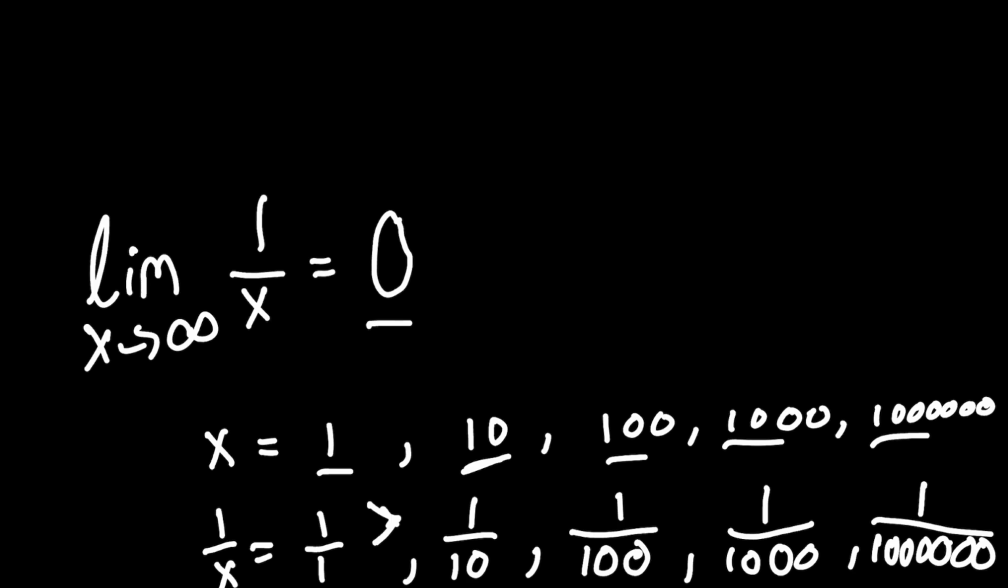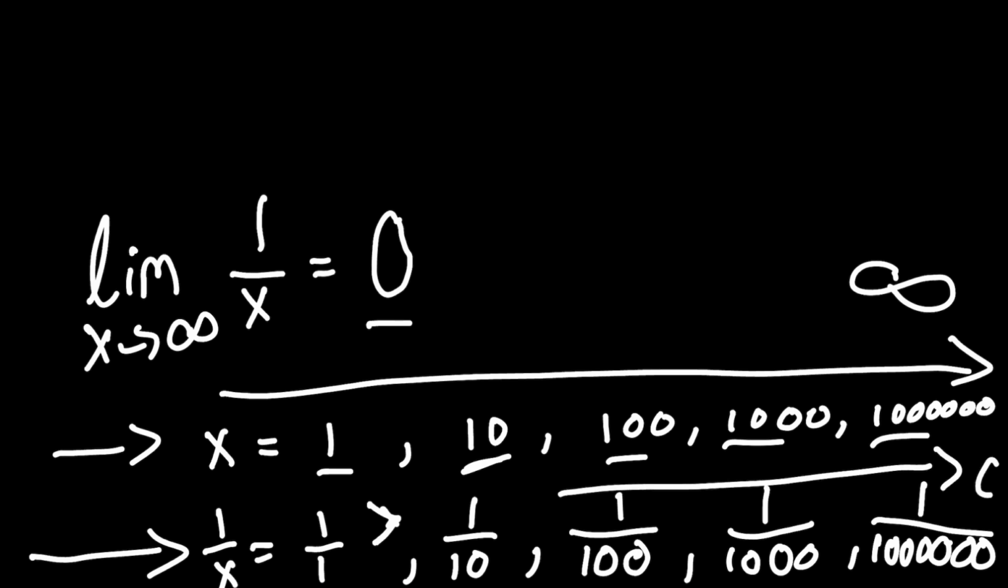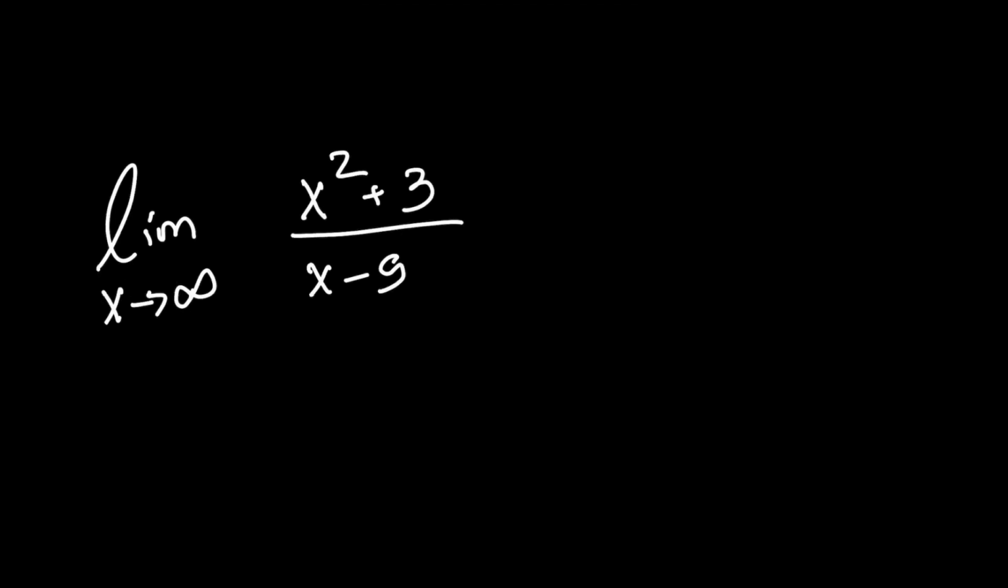What this is saying is that as we plug in x values larger and larger, getting closer and closer to infinity, we get values in 1 over x that are getting smaller and smaller, closer and closer to 0. So whenever we try and do the limit as x goes to infinity of a rational function, what we do is we actually look at the dominant terms. In this case, the dominant x term is an x squared in the top. And in the bottom, we have an x.